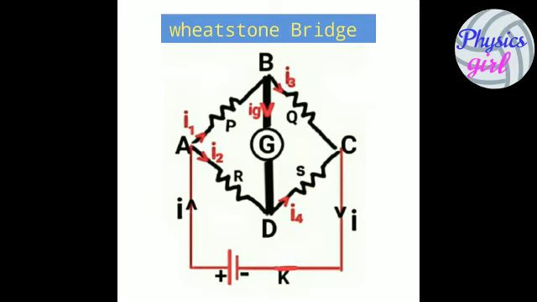I4 current passes through the resistor S and reaches point C. I3 current passes through the resistor Q and reaches point C. Now the currents I4 and I3 combine at point C and the current I passes to the negative terminal. In this way, the current passes from the positive terminal to the negative terminal.